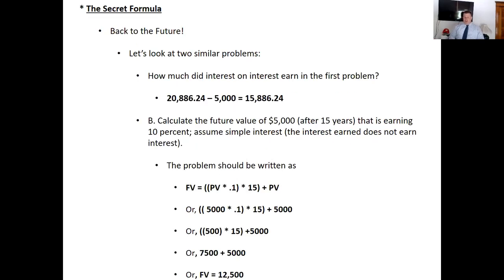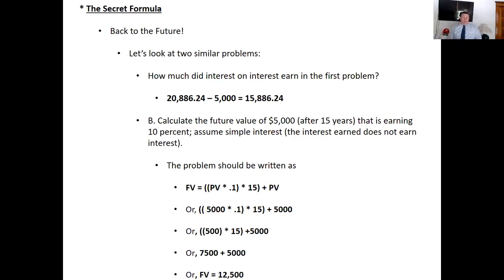So how much interest, or how much did interest on interest earn in the first problem? Well, if we take the $20,886.24 and subtract the original principal of $5,000, we'll see that we earned $15,886.24 in interest alone on this.